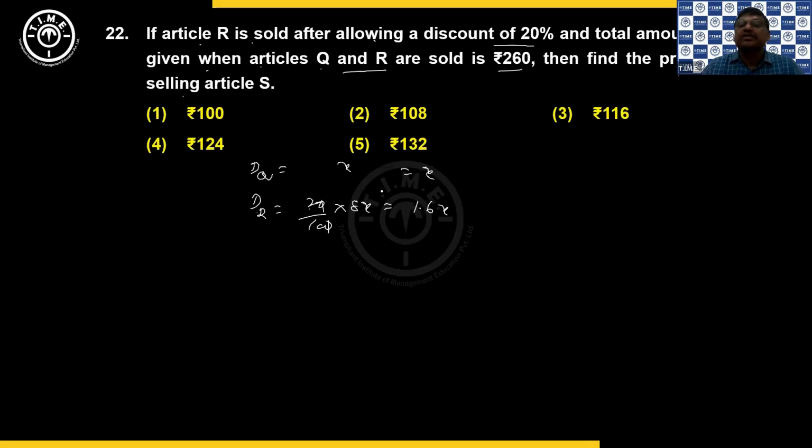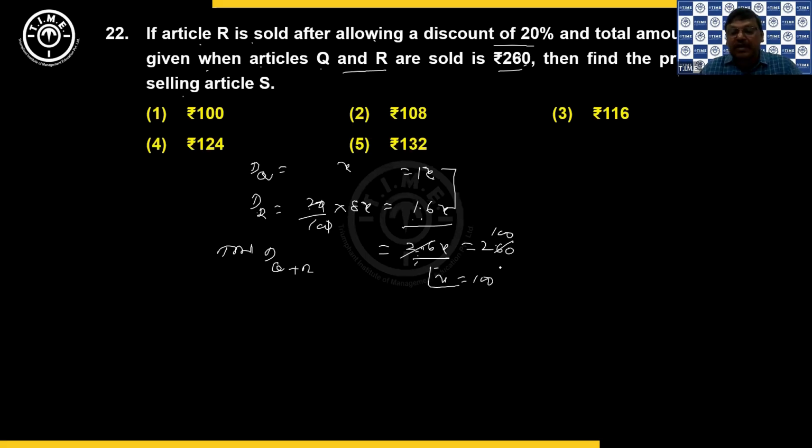But students, what is the total discount? 260. If you add the total discount, x plus 1.6x, 2.6x is the total discount on Q and R. As per the question, it is 260, so 2.6 times 100 is 260, which means x is equal to 100. If you want, you can write 26 by 10, 26 tens, 10 times 10 is 100. 2.6 into 100 will be 260. Students, x is 100.